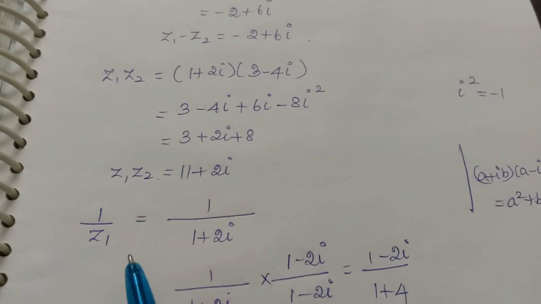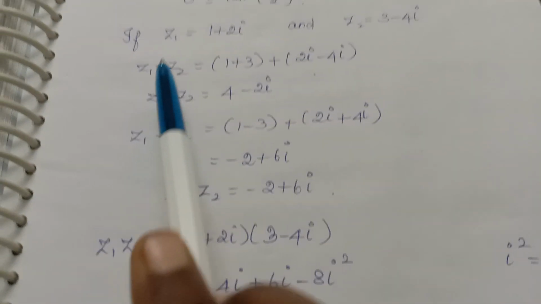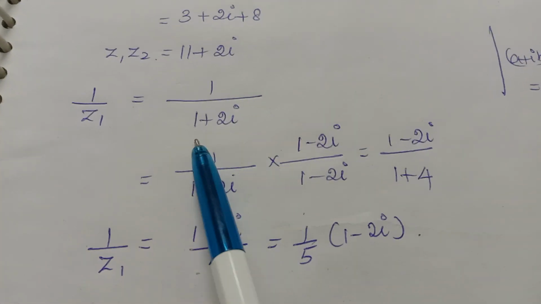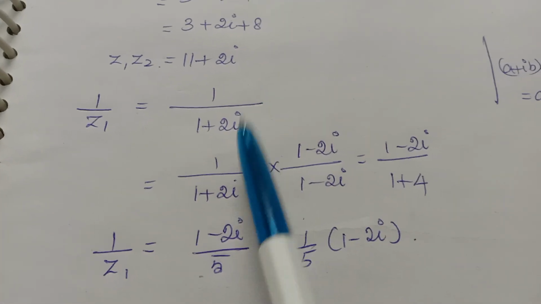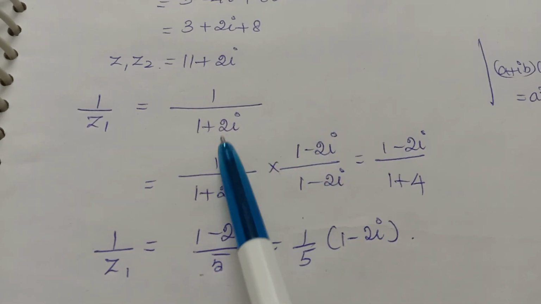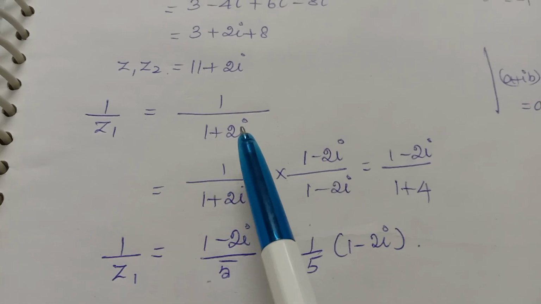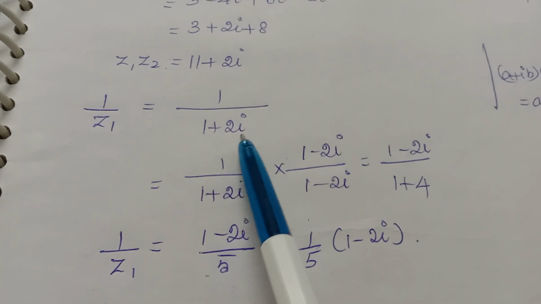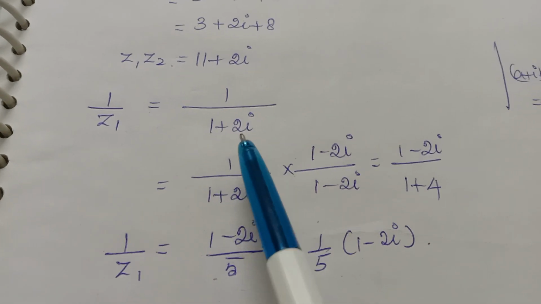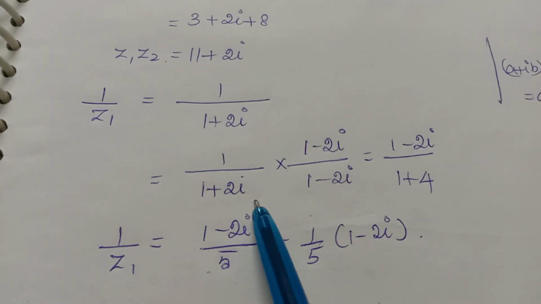Okay. Next one is how to find the inverse of a complex number. That is, if z1 equal to 1 plus 2i, what is 1 by z1? 1 by z1 is 1 by 1 plus 2i. Remember, whenever you have complex numbers, you should get that i only in the numerator. I should never come in the denominator. If you have i in the denominator, you have to do some simplification so that i gets eliminated in the denominator. For that, you have to just take the conjugate of the denominator. Here, what is the denominator? 1 plus 2i.